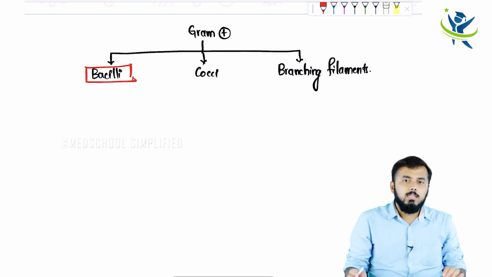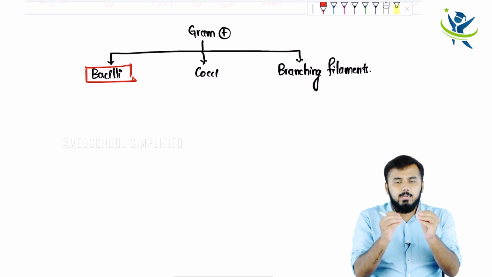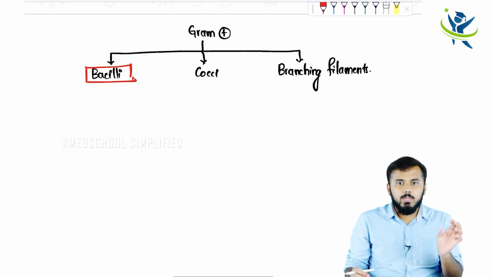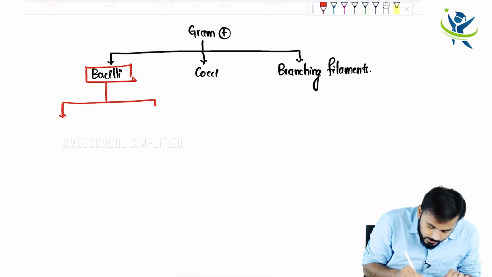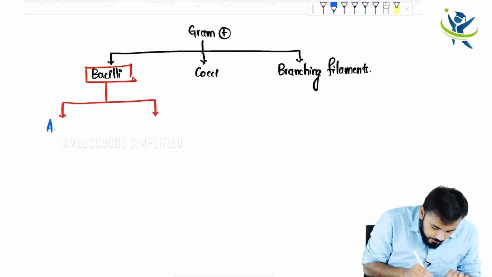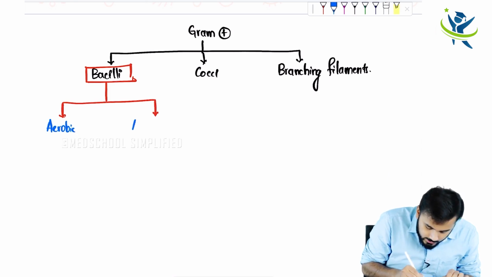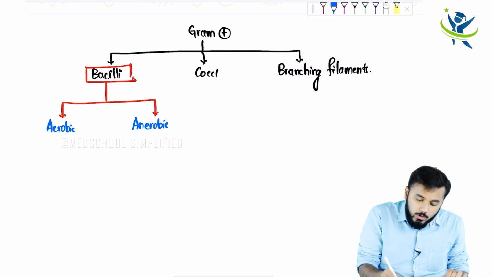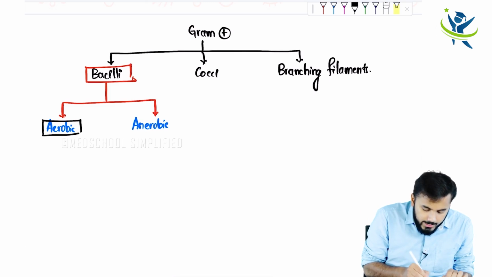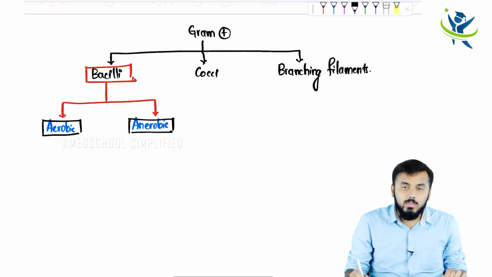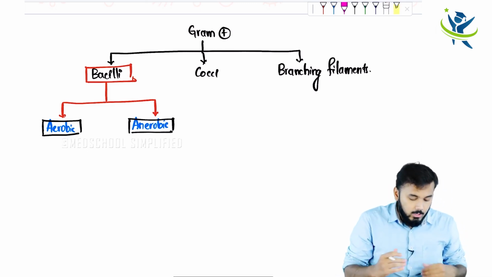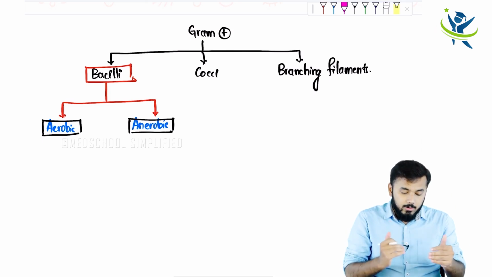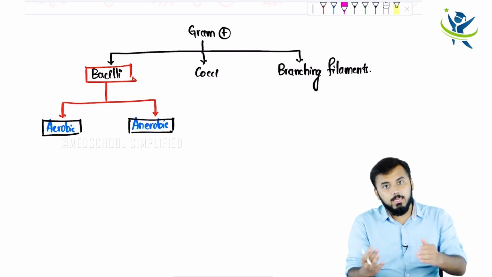Within this bacilli group, there are two more groups. Some are called aerobic organisms and others are called anaerobic organisms, right? So what are the examples of aerobic and anaerobic? Keep one thing in mind: the organisms which I am going to write down in the aerobic and anaerobic groups are all bacilli and all of them are gram positive.